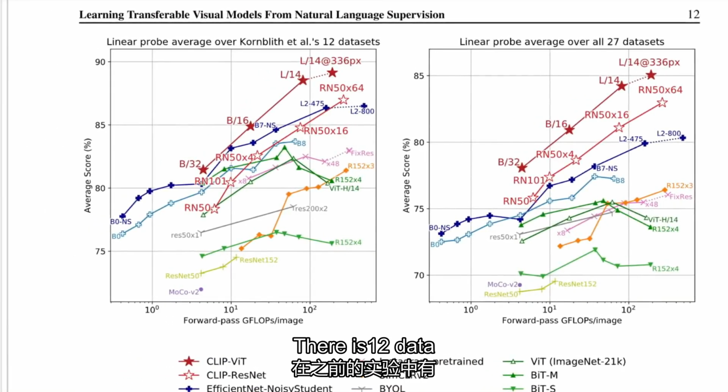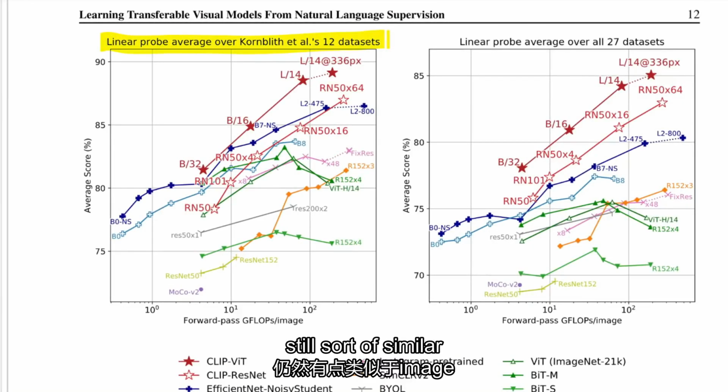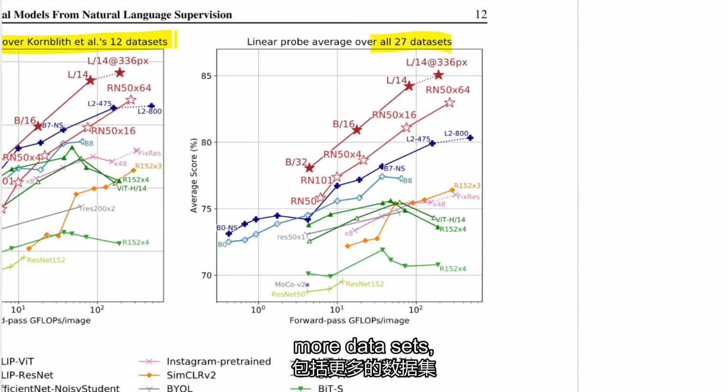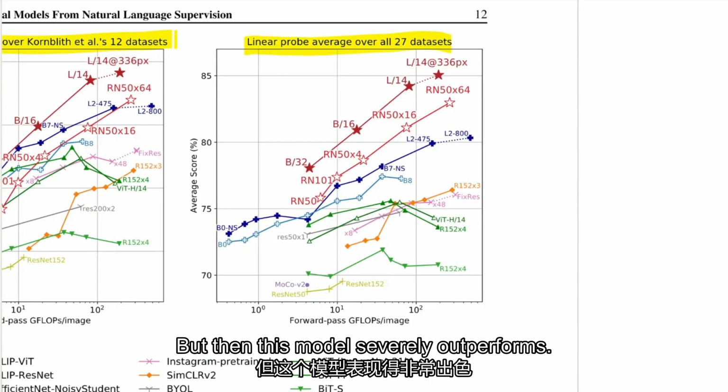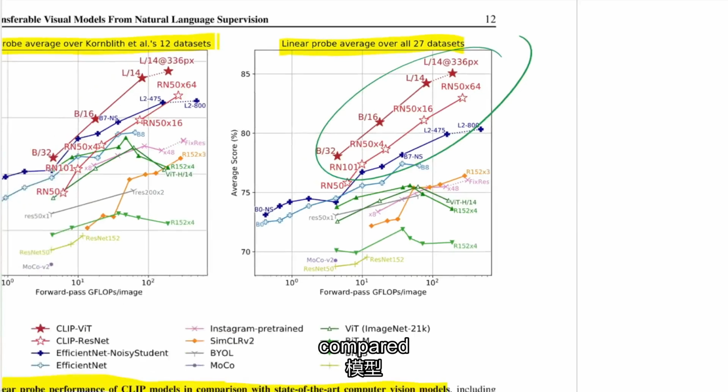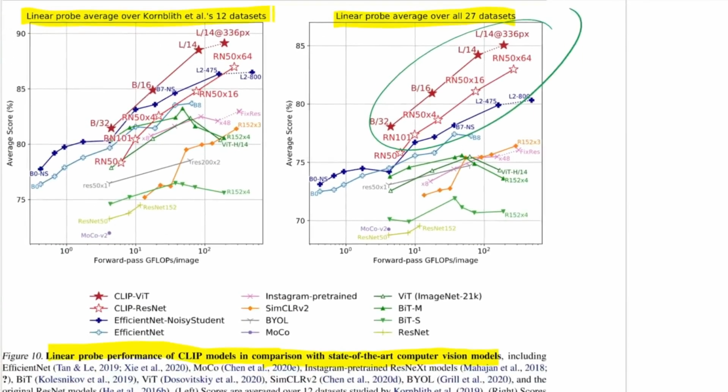So there are 12 data sets in previous experiments, but the 12 are still sort of similar to ImageNet. But if you include more data sets, of course, that's sort of a selection bias or whatnot. But then this model severely outperforms all of the other models. So the red ones here are the CLIP models compared to the other ones.